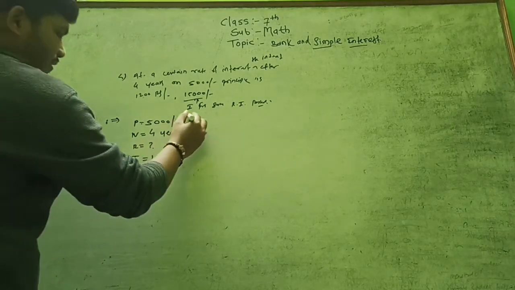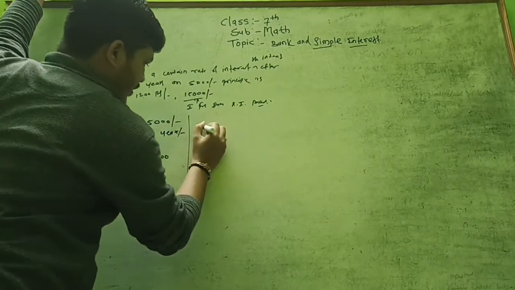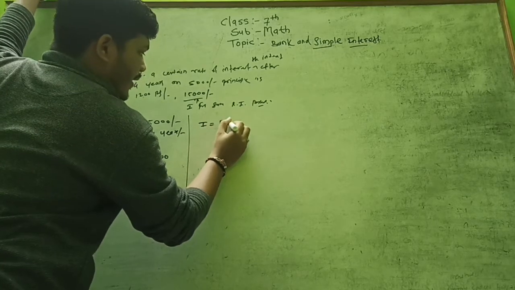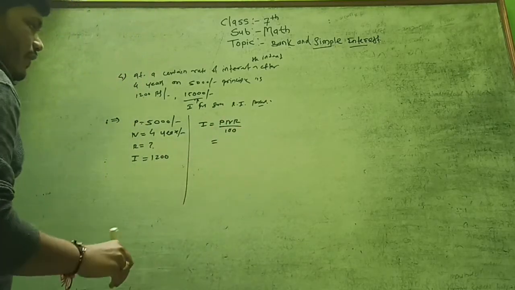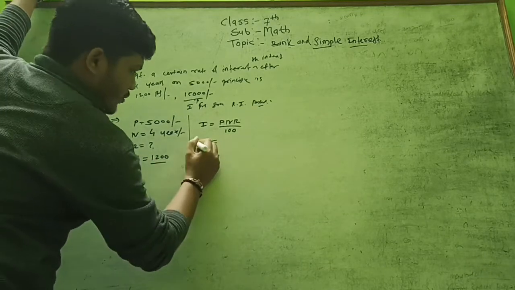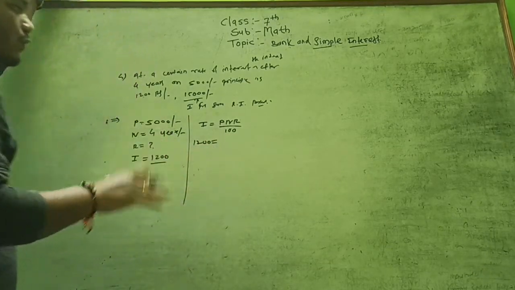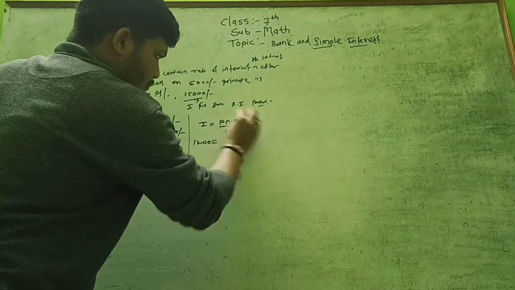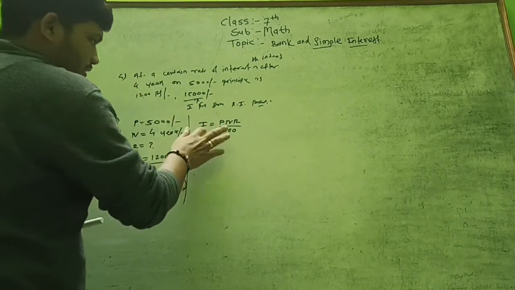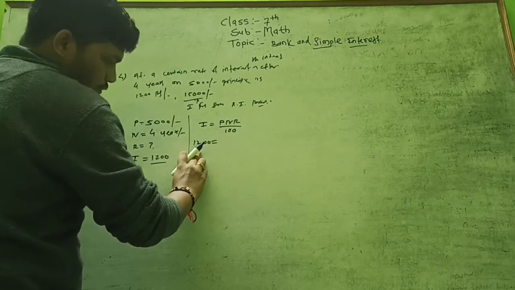By the standard formula, the interest is equal to PNR upon 100. What is given? The interest is given. In earlier problems we just had to find the interest, but in this problem we have to find the rate of interest. The interest is equal to 1200 rupees.